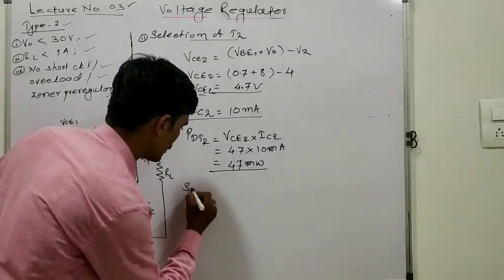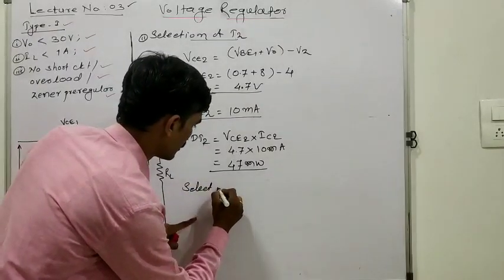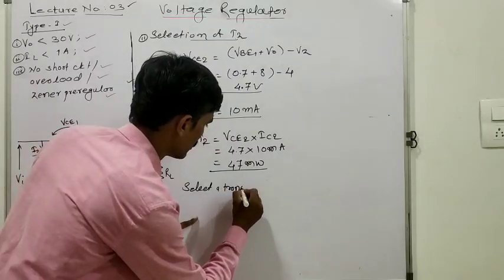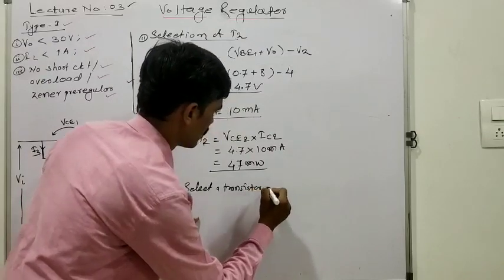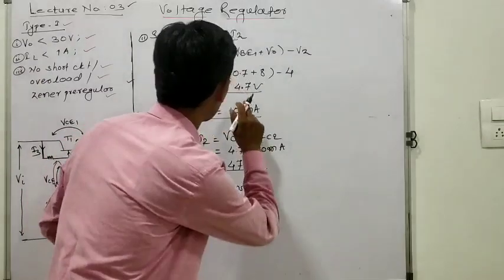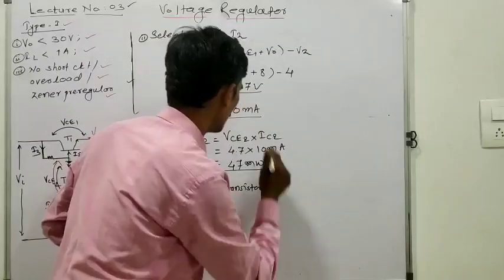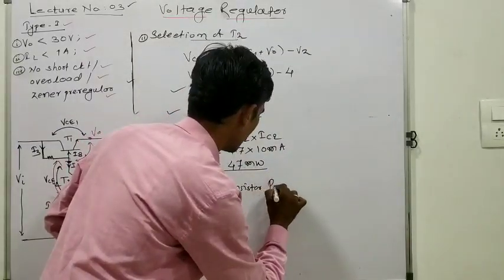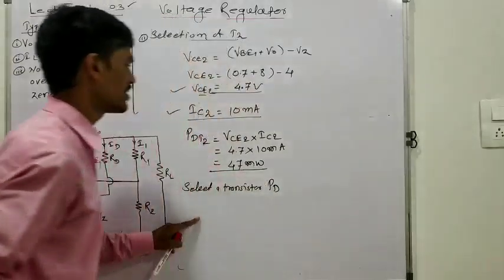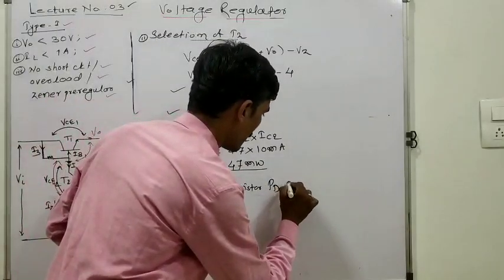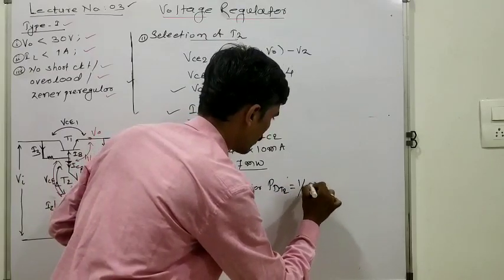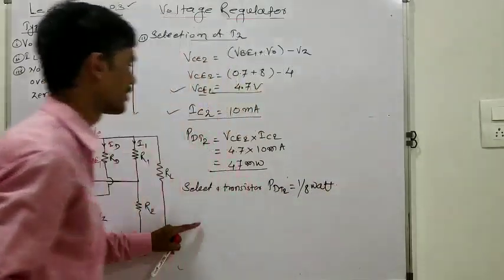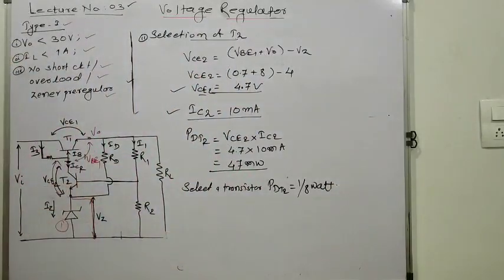So select a transistor with 4.7 volt as VCE2 and power dissipation of 47 milliwatt. So we can select a transistor with PD of 1/4 or 1/8 watt. So this is the selection of transistor T2. This is the design of transistor T2.